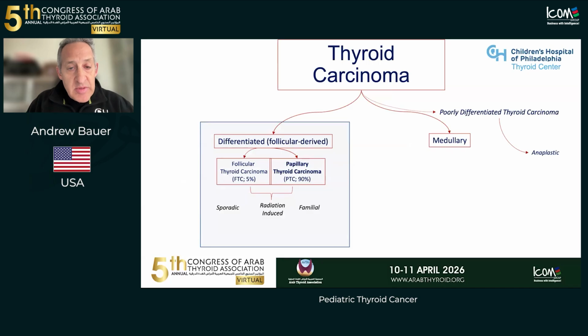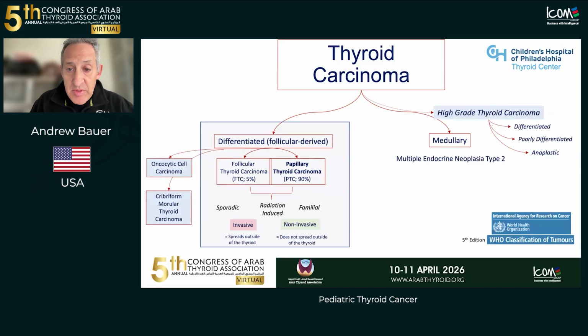So thyroid carcinoma in its most simple form is separated into differentiated thyroid cancer, which we're all familiar with, which is follicular and papillary thyroid cancer with similar distribution in pediatrics and adults, papillary being the most common. Within papillary, it can be sporadic, radiation-induced, or familial, which can be both similar to sporadic follicular and papillary. Radiation-induced is almost universally papillary. There's poorly differentiated cancer, which we do see in pediatrics, and thankfully we do not see anaplastic thyroid cancer. And then, of course, medullary thyroid carcinoma, which in pediatrics is most commonly associated with multiple endocrine neoplasia type 2.